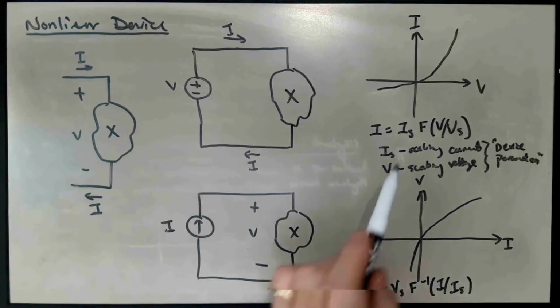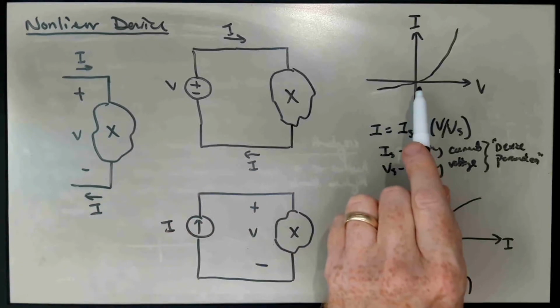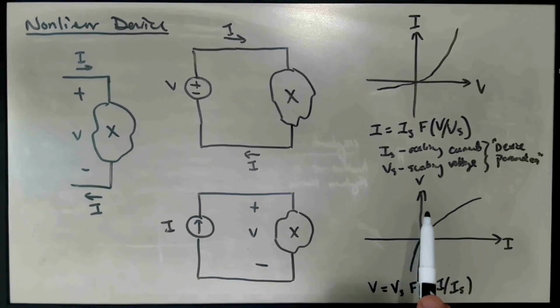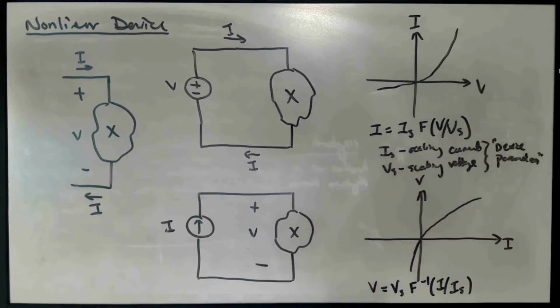And conceptually, this experiment here would be what we would see in an IV plot, and this experiment here is what we would see in a VI plot. So here the current is the independent variable and the voltage is the dependent variable. Here the voltage is the independent variable and the current is the dependent variable.